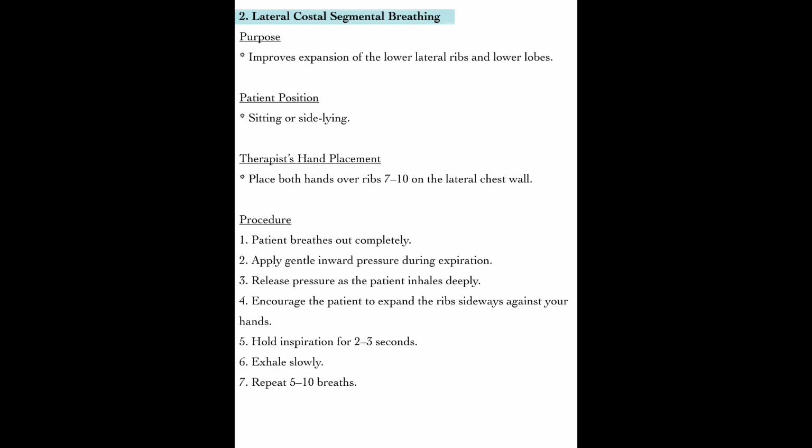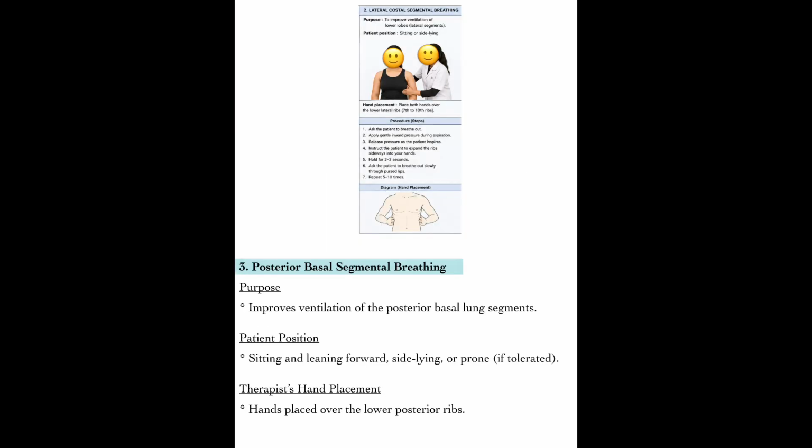Procedure: patient breathes out completely. Apply gentle inward pressure during expiration. Release pressure as the patient inhales deeply. Encourage the patient to expand the ribs sideways against your hand. Hold inspiration for 2 to 3 seconds. Exhale slowly. Repeat it for 5 to 10 breaths.